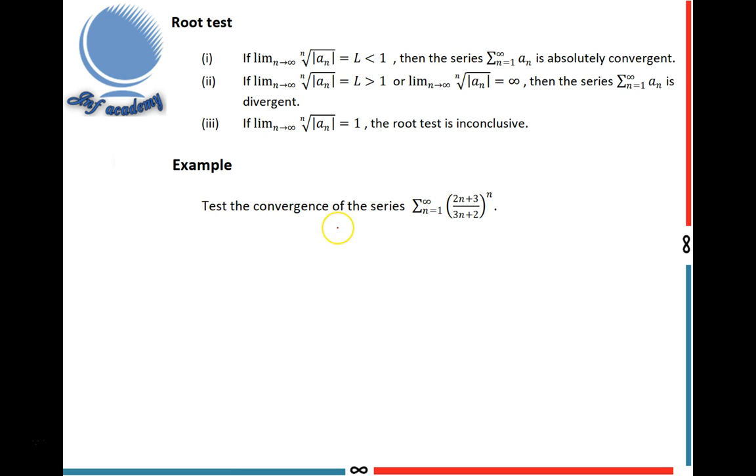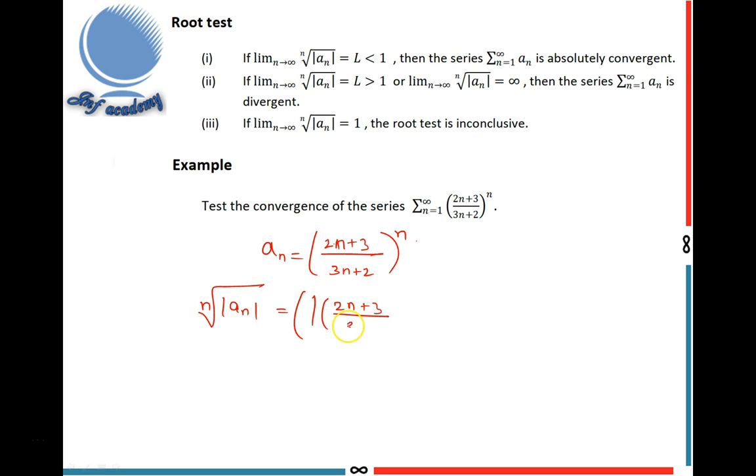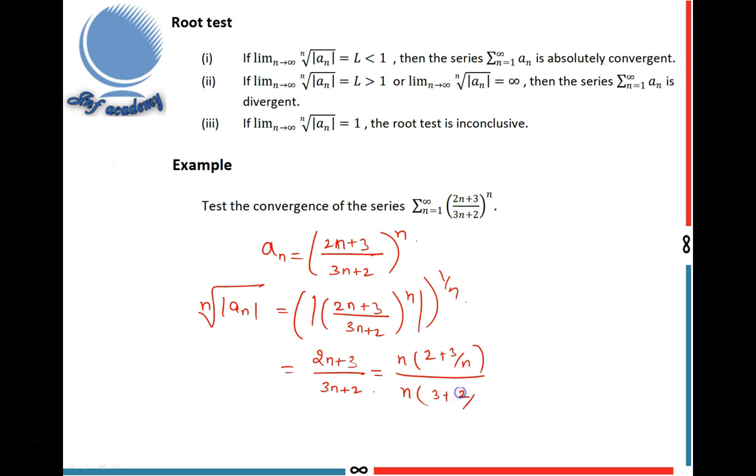Next, I will give one example. Test the convergence of the series sigma n equal to 1 to infinity (2n plus 3 by 3n plus 2) whole power n. So the nth term an is (2n plus 3 by 3n plus 2) whole power n. First I take the nth root of modulus an, which is ((2n plus 3 by 3n plus 2) whole power n) whole power 1 by n. Finally, I get 2n plus 3 by 3n plus 2. Take n outside: 2 plus 3 by n, and in the denominator take n outside, I get 3 plus 2 by n.